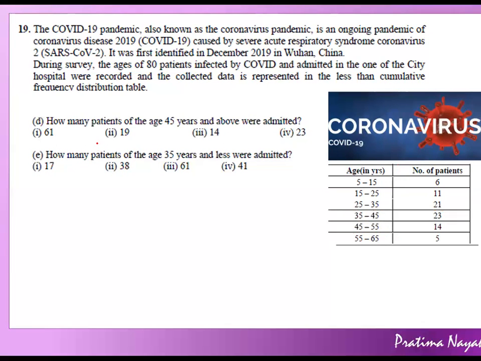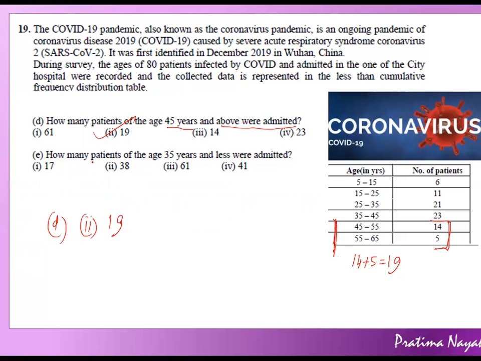Next, how many patients of age 45 years and above were admitted? 45 and more than 45. So 45 starts from here, more than 45. So you will add these two. 45 and above means 55 to 65 will also be counted. So 14 plus 5, that will be 19. So for D part, second is the answer, that will be 19, 45 and above.